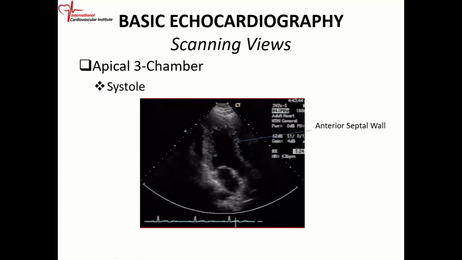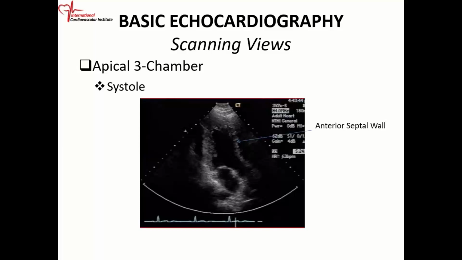The naming of the walls is different from the 2 and the 3. In the 3, this is actually the anterior septal wall. And the reason for getting the different views is that you need to see the different structures of the heart. You need to see the different walls.